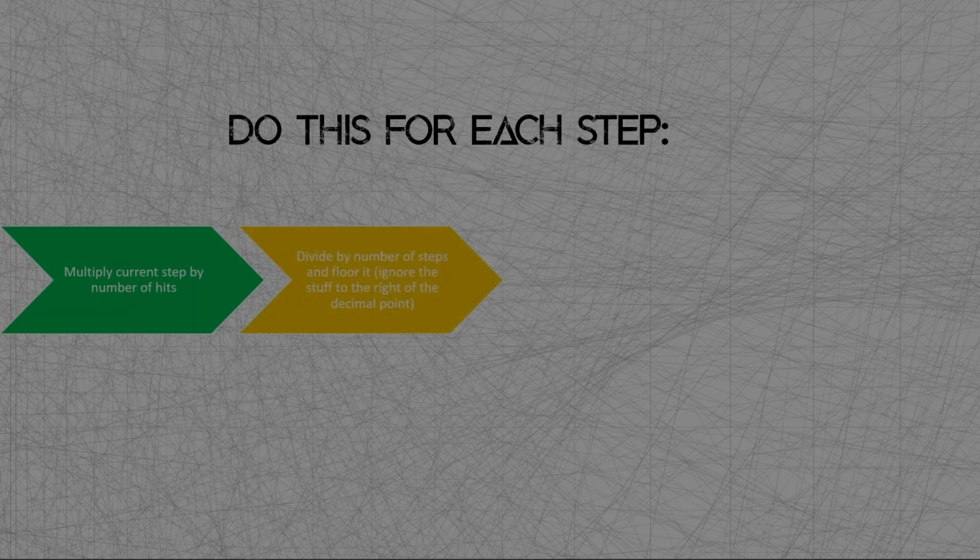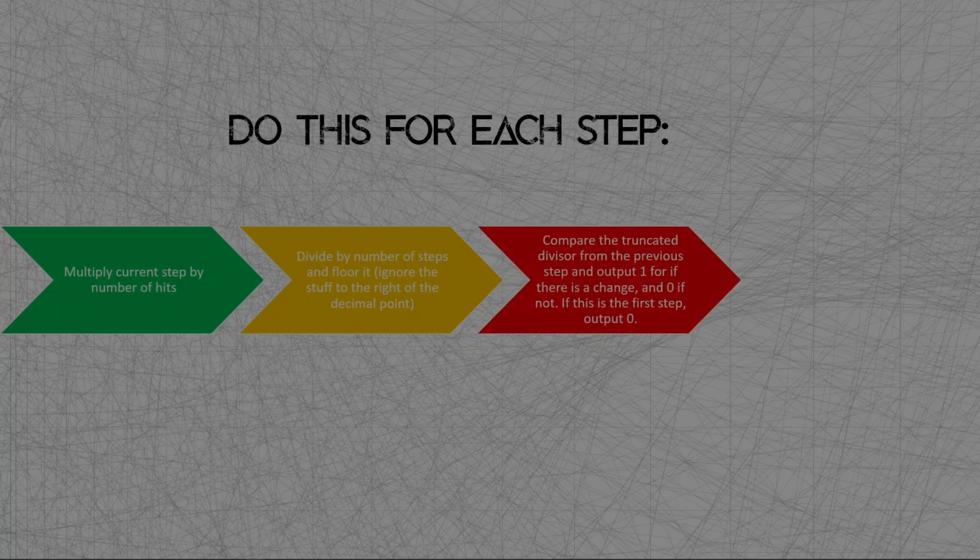Now we divide this by the number of steps, and we ignore everything after the decimal place. So 3 divided by 8 is 0 point something, so we just take 0. Now we compare this truncated divisor, as it's called, to the one from the previous step. Now if there's a change, we output a 1, and if there's no change, we output a 0. If it's the first step, we always output 0.